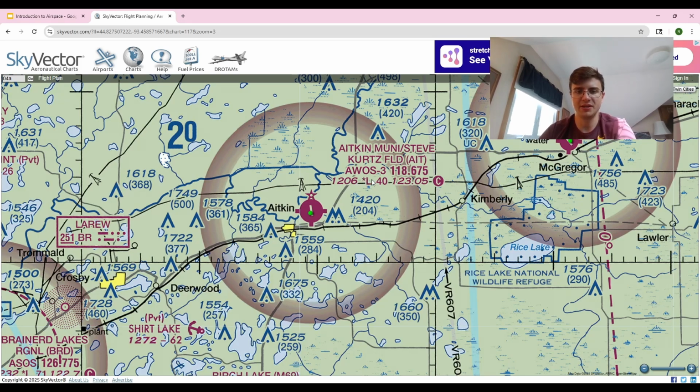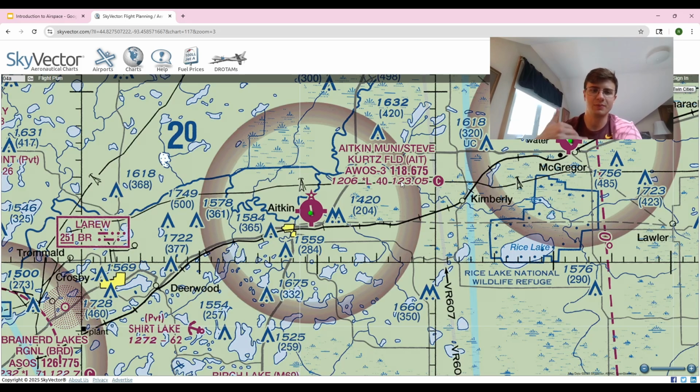That means that the pilots, you have to click your microphone either 3 times, 5 times, or 7 times to get the lighting to work at the airport. And its longest runway is 4,000 feet. 123.05, what does this C mean? That stands for our CTAF. So that's how you communicate with other pilots at Aitkin Airport here.